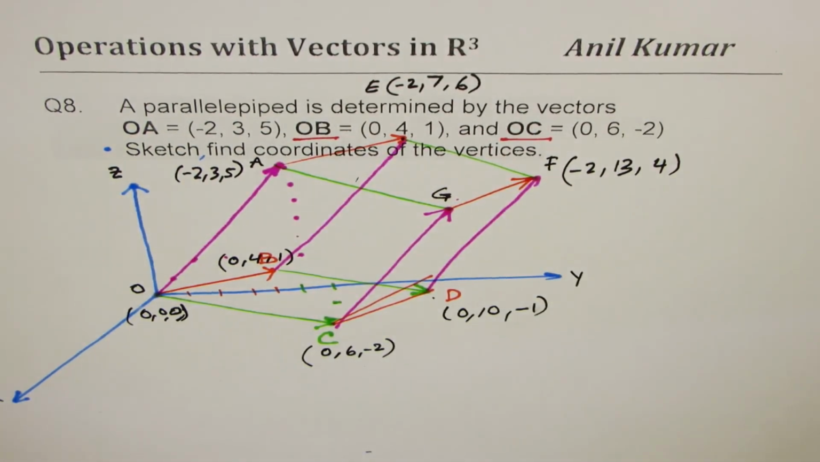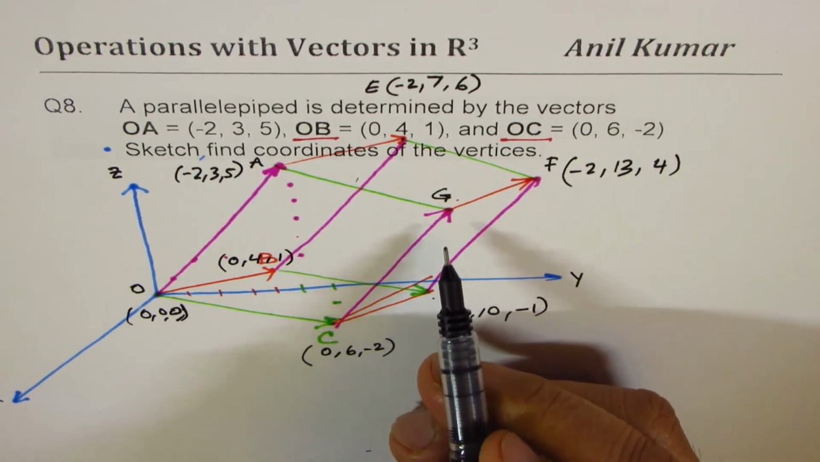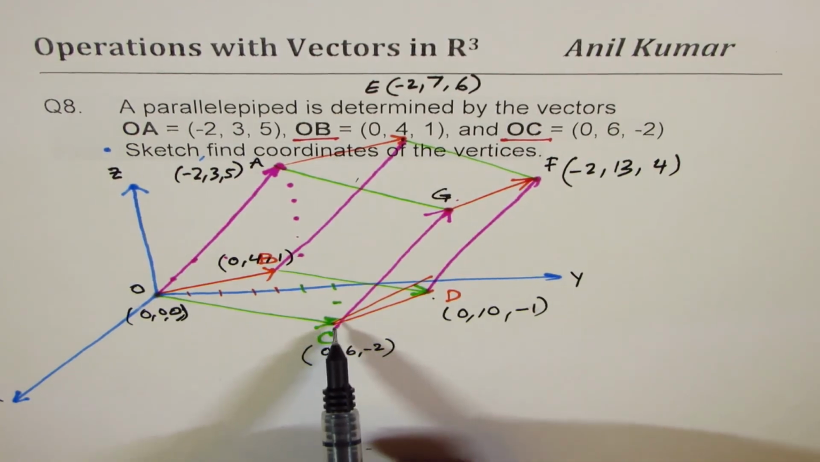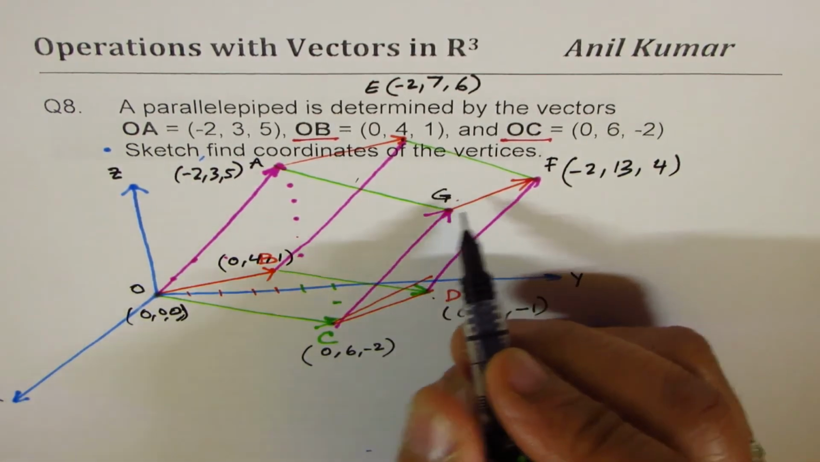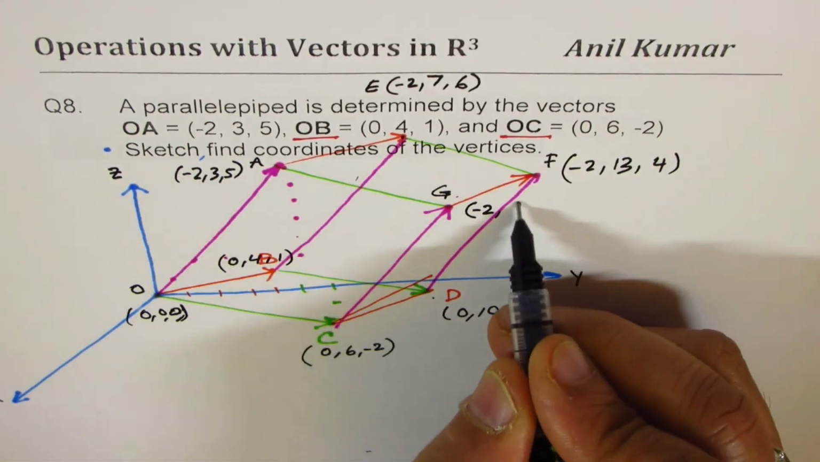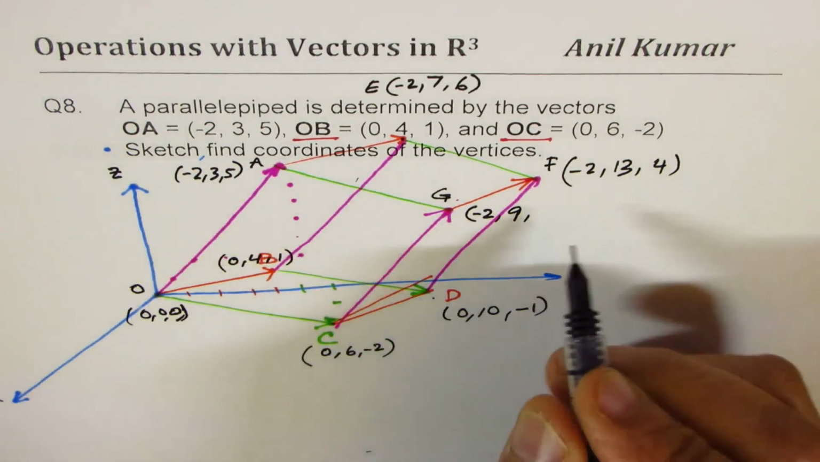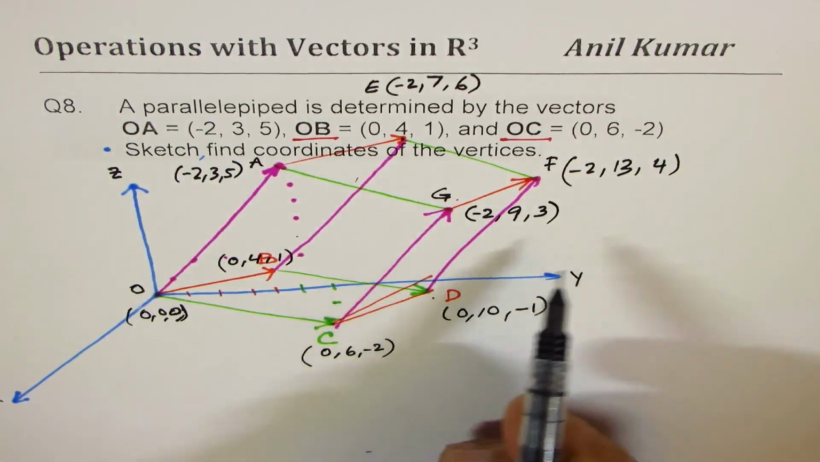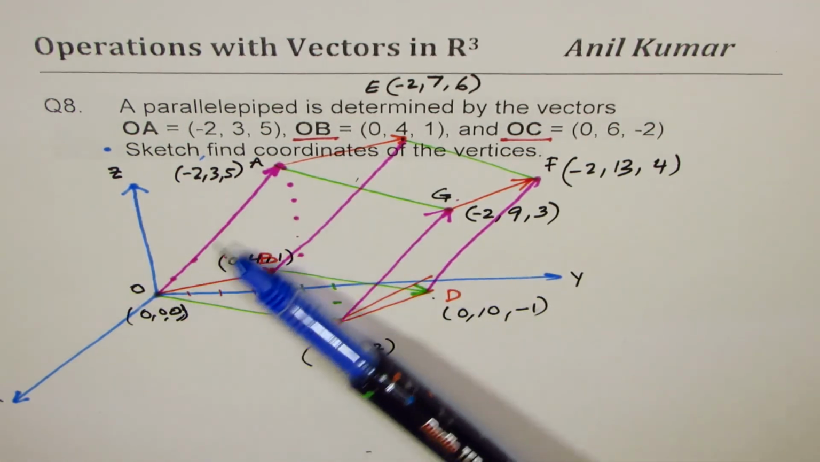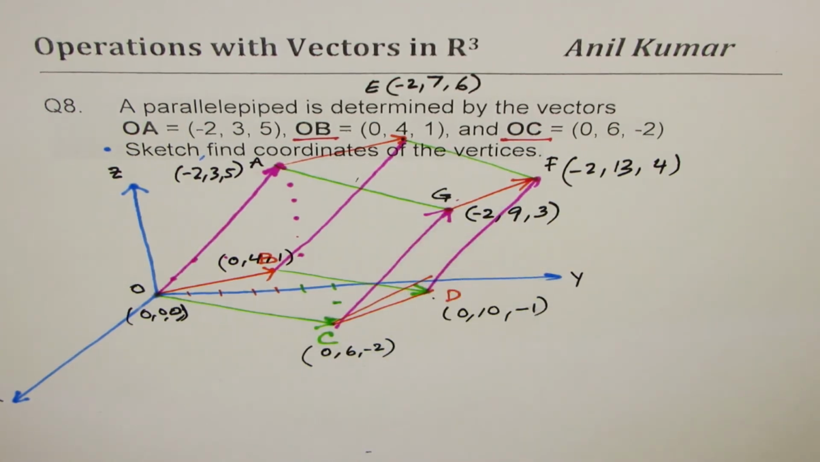What are the coordinates of point G? Can you tell me that? On C, we can add A, correct? So it is OC plus OA, which gives you G. So the coordinates for G will be -2, 6 plus 3 as 9, and -2 plus 5 as 3, correct? So that is how we get all the points on our parallelepiped. I hope the structure is clear to you. How should you be drawing? Individually, these planes are all parallelograms, as shown here, correct? So that is how it could be sketched.